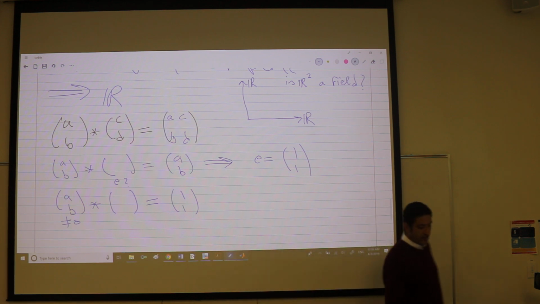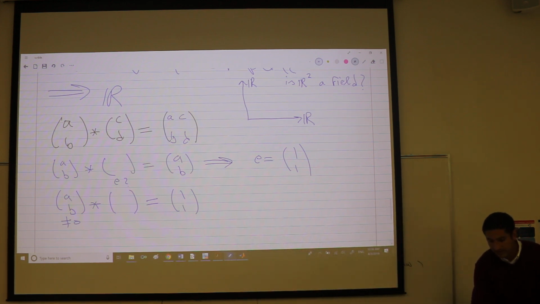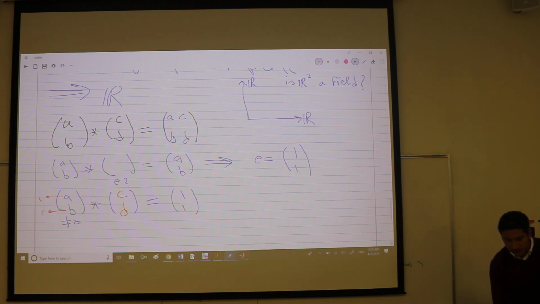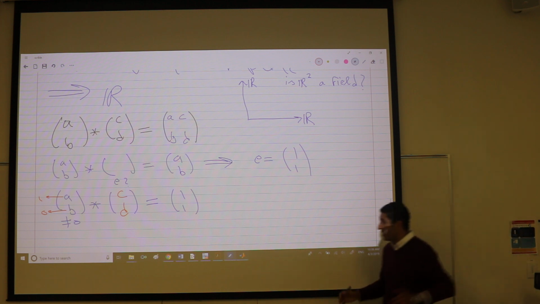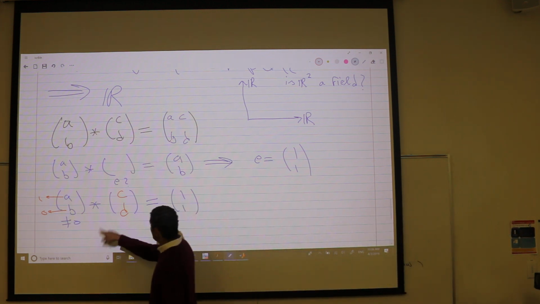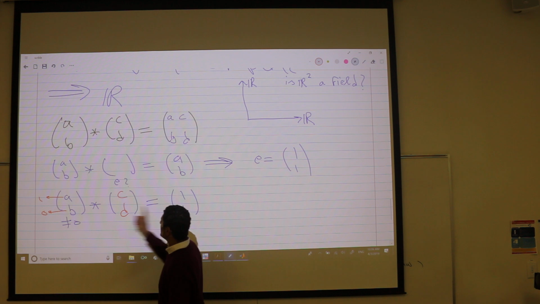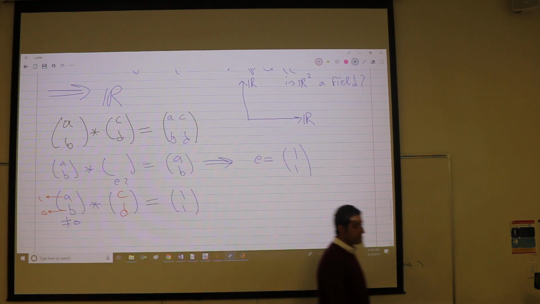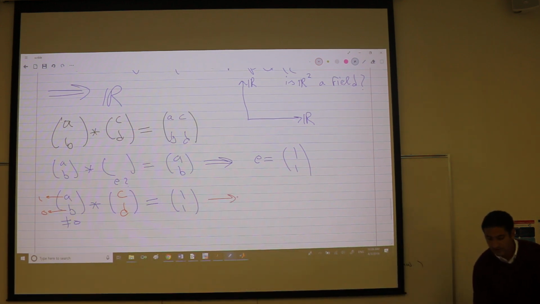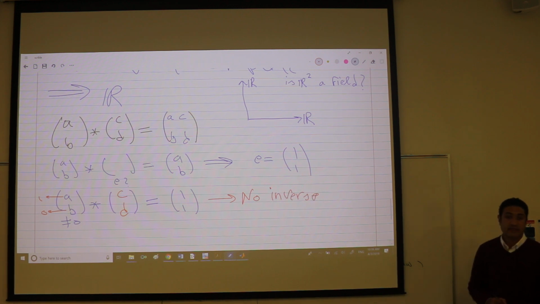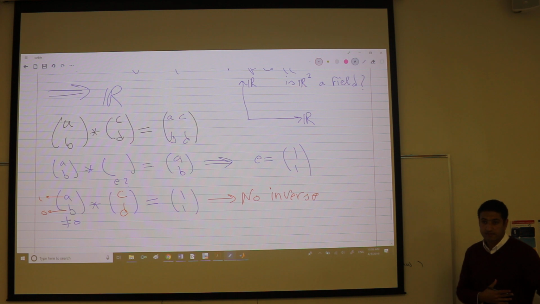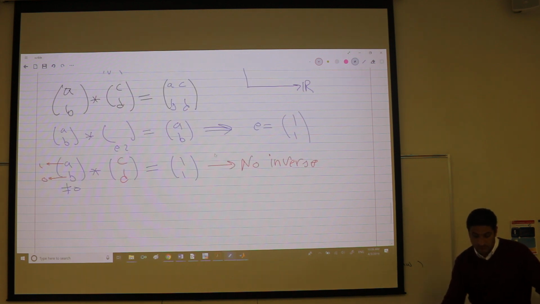So actually, no. If this is CD, and I'm looking for CD, and this is 1 and 0, so the element 1, 0 is non-zero. Can you give me the inverse of it? Well, this equation shows that D is 1 over 0, it's not defined. So no inverse with respect to this multiplication. R2 is not a field, R2 is a ring. It's like the integers. Okay? Any question about that?